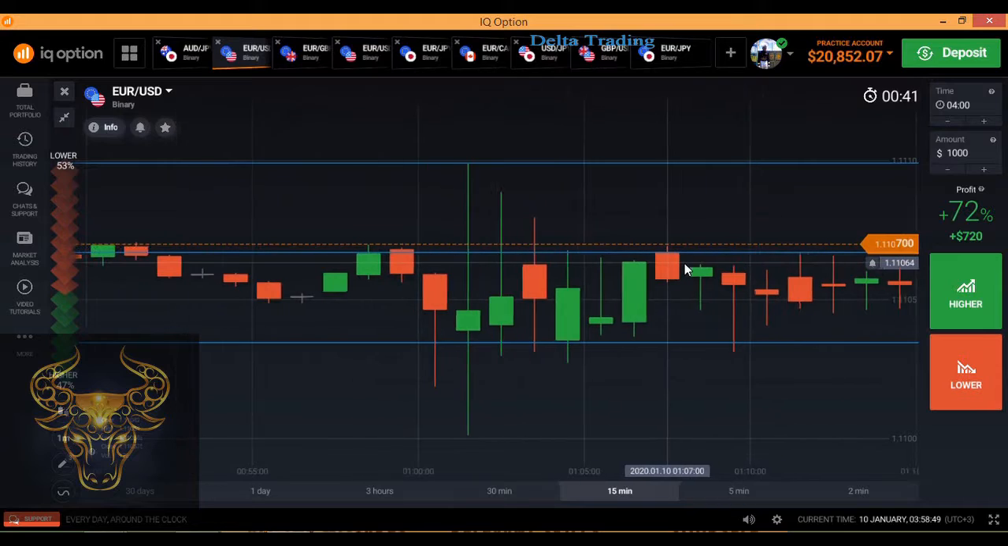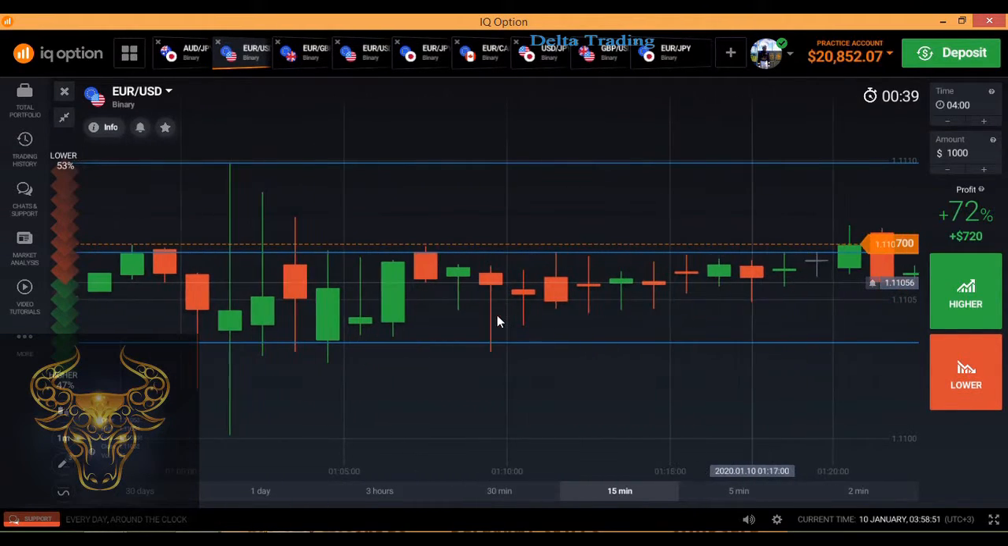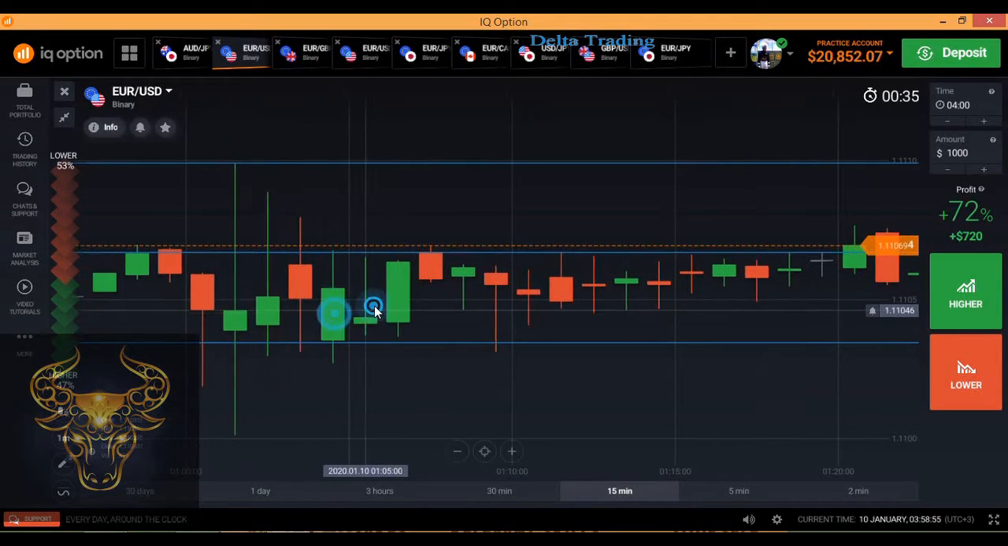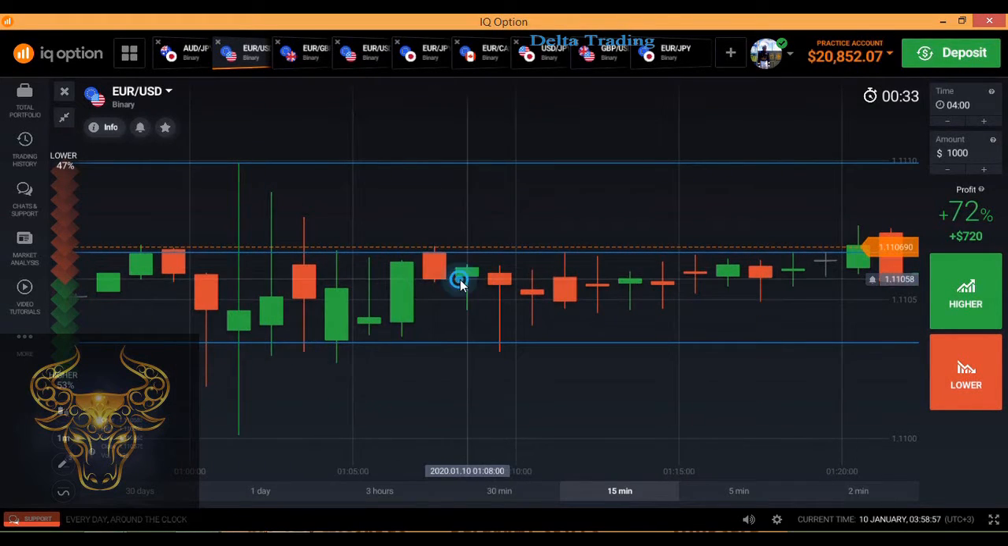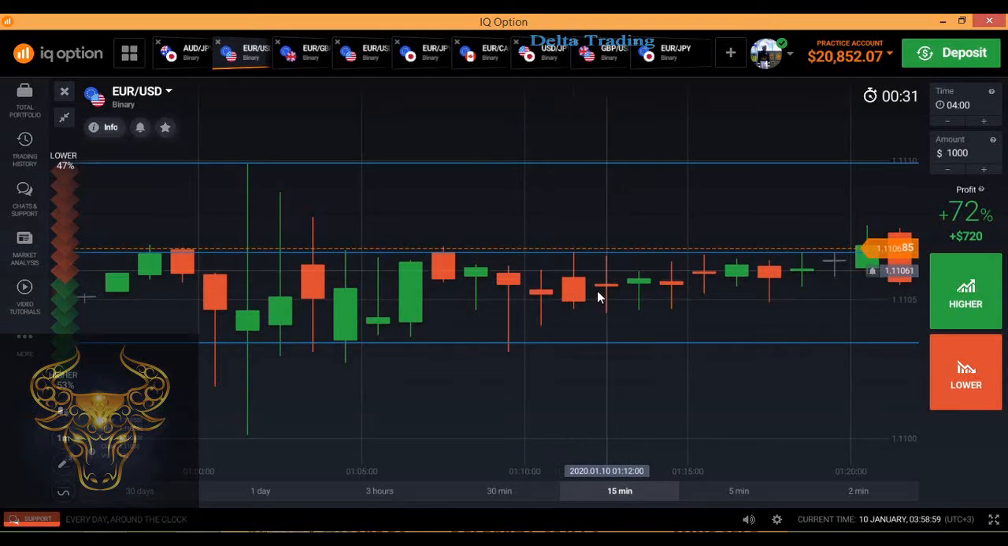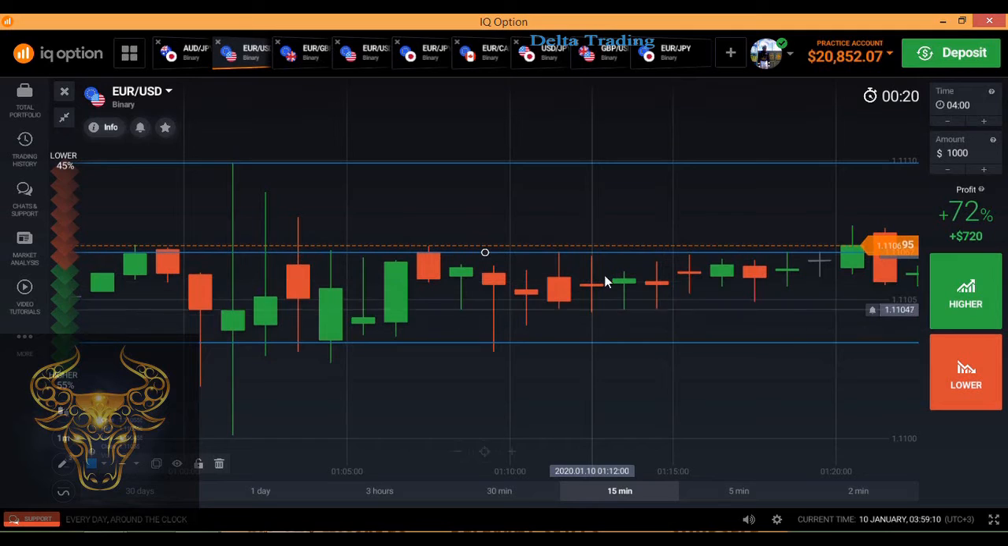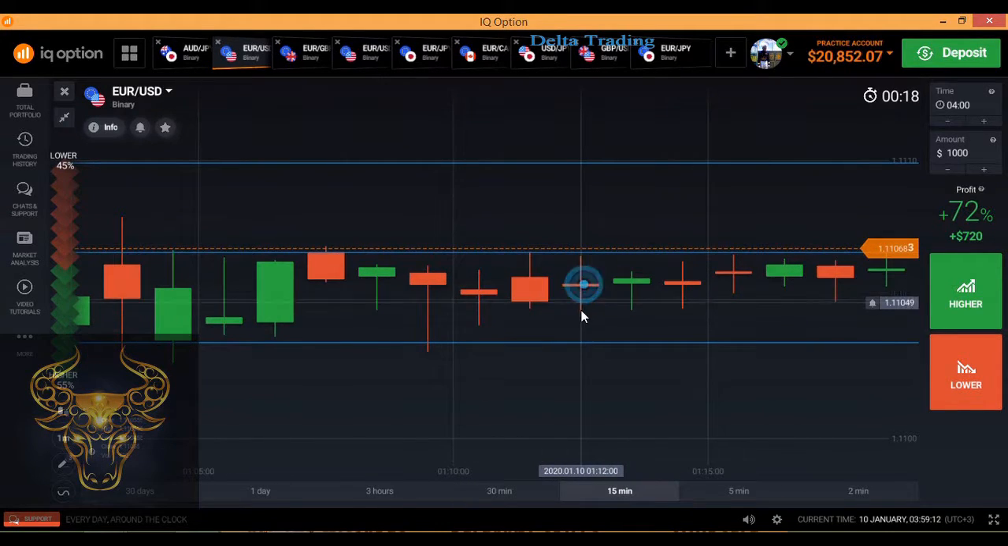Because this is already an indecision candle. You see how the candle is going? Too many wicks, too many big wicks. So what we should conclude in this kind of matter is there is no volume. There is only a war between seller and buyer.